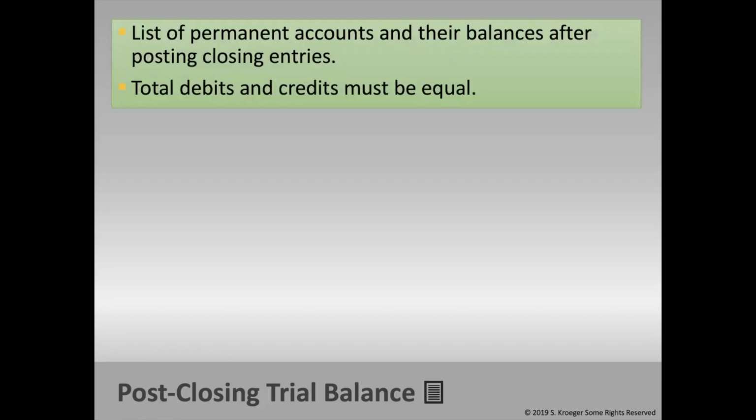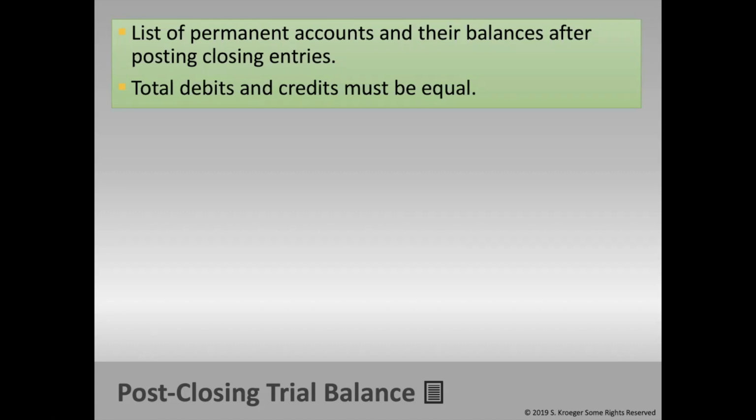Our final step in the accounting cycle is to prepare the post-closing trial balance. This is the third and final trial balance that you create during the accounting cycle. Since all temporary accounts are closed, the post-closing trial balance will only show the permanent accounts, which are the assets, liabilities, and capital. There are no revenue, expense, or withdrawal accounts.